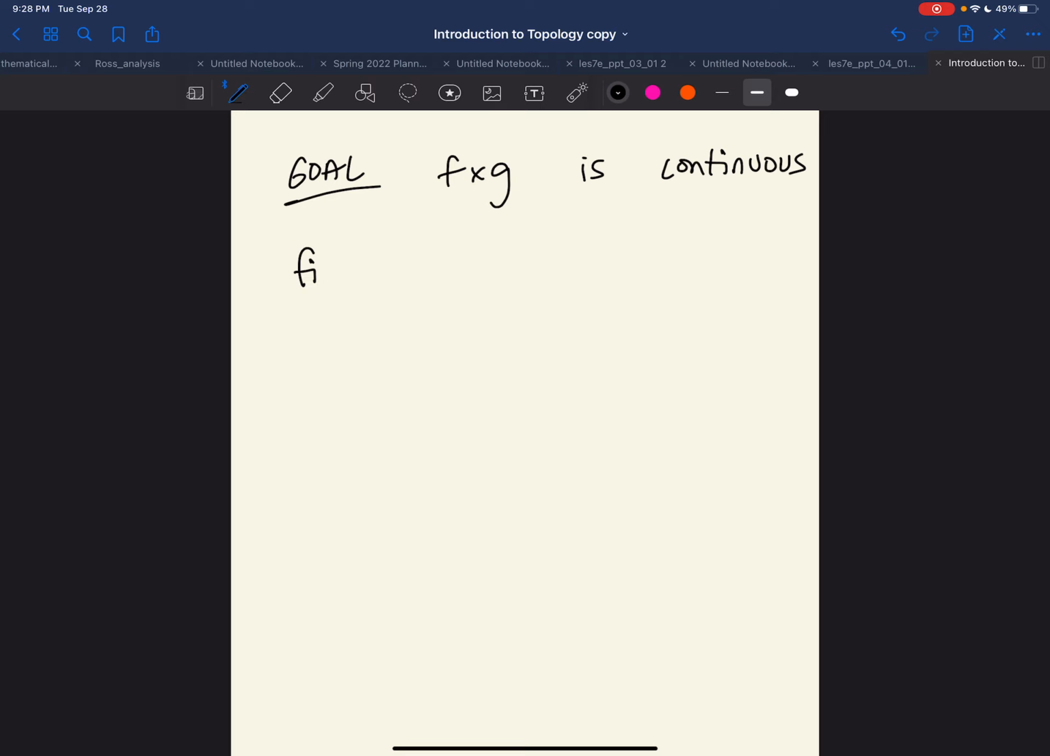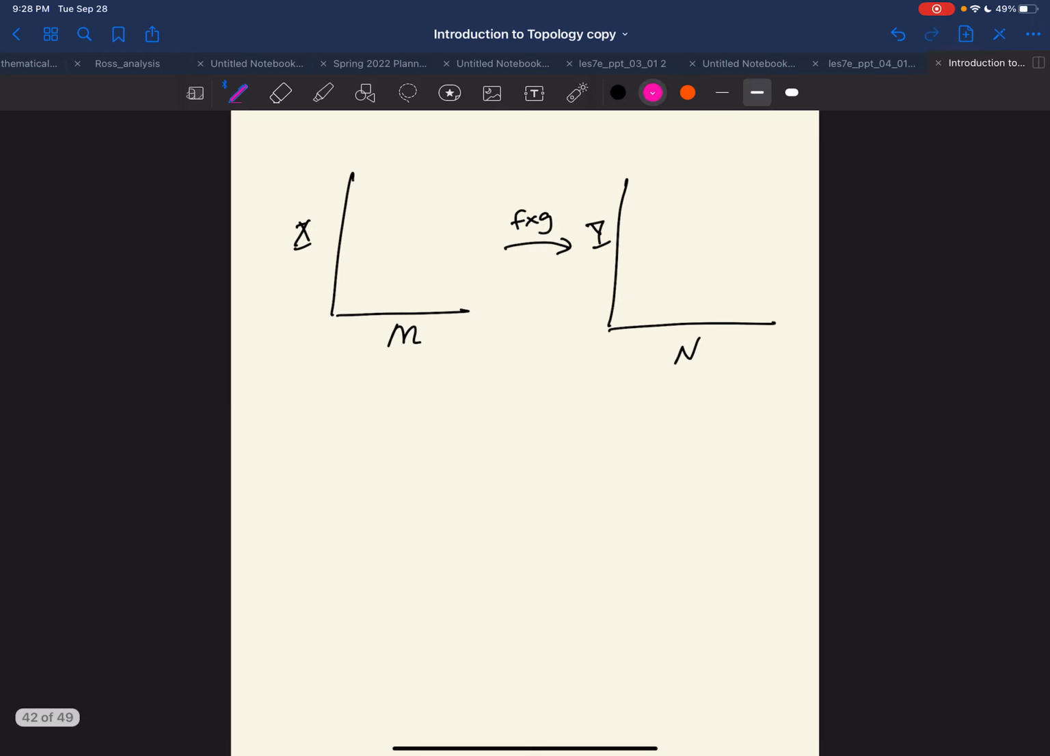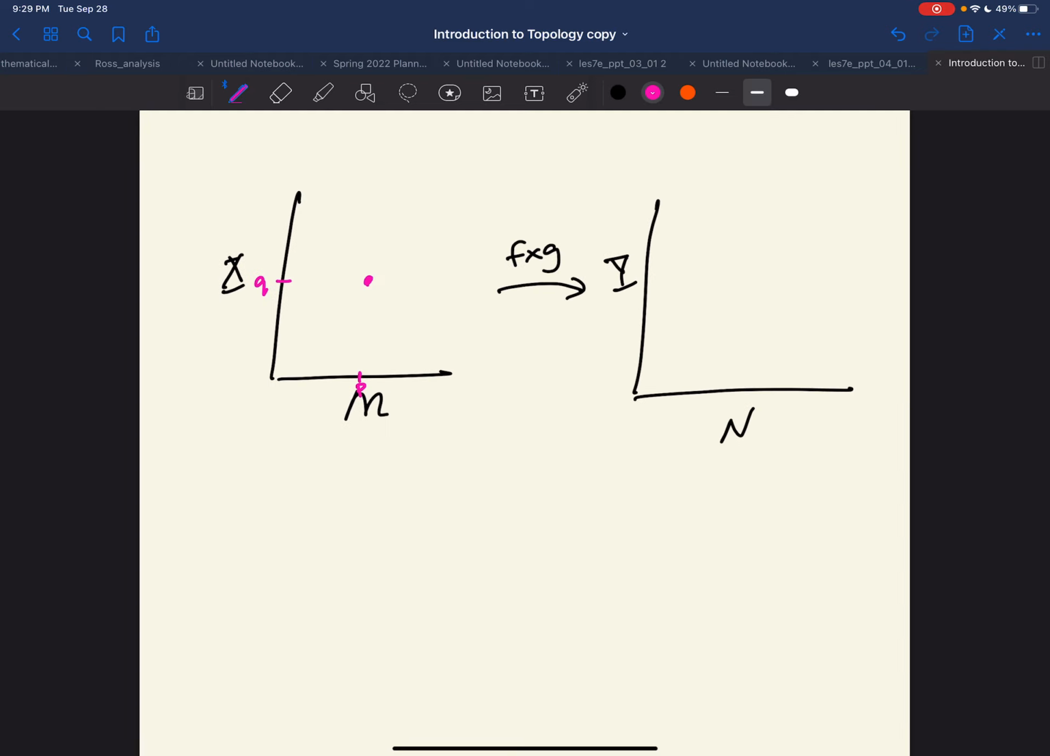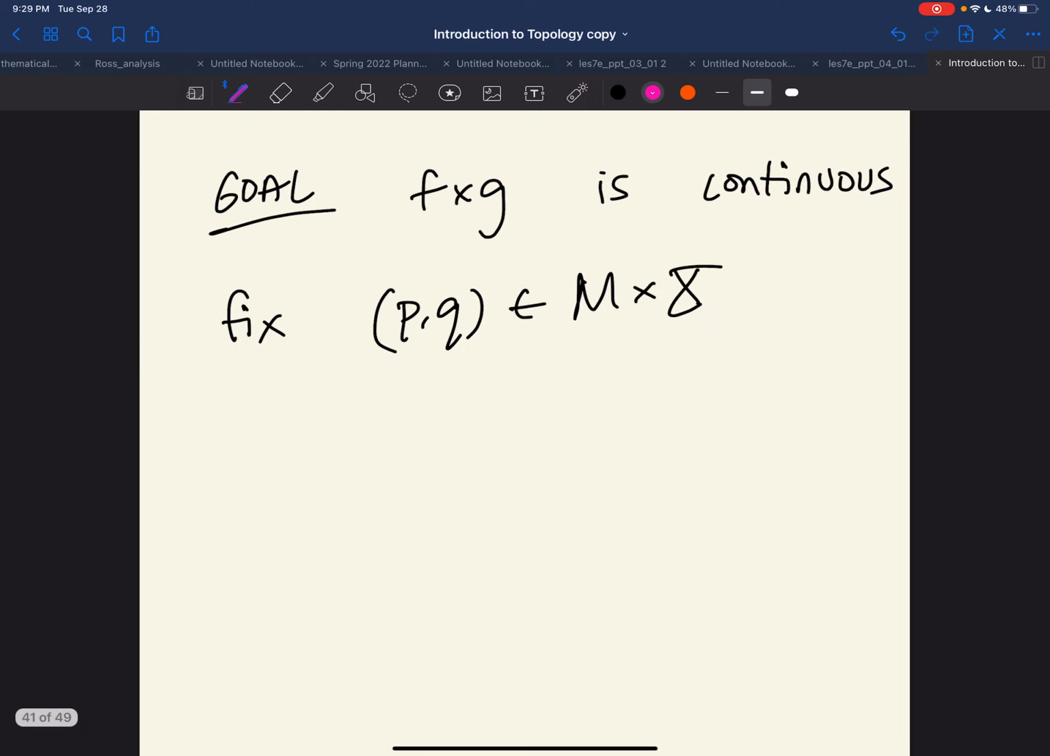So let's fix a point (p, q) in M cross X. So here's (p, q). So that means here's p and over here's q. Suppose we have a sequence converging to (p, q). So say (p_n, q_n) converges to (p, q) in M cross X.